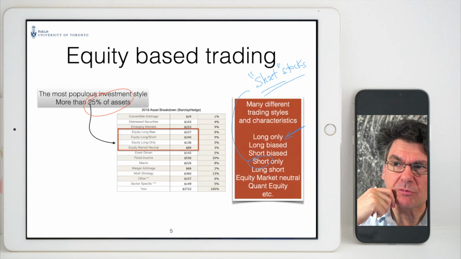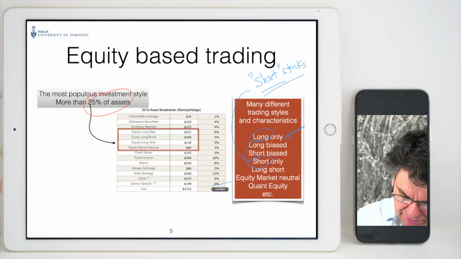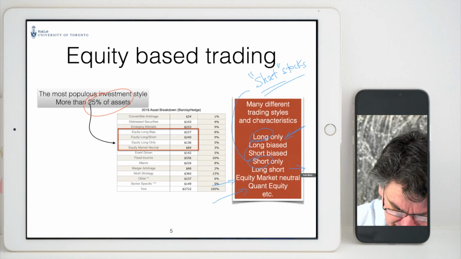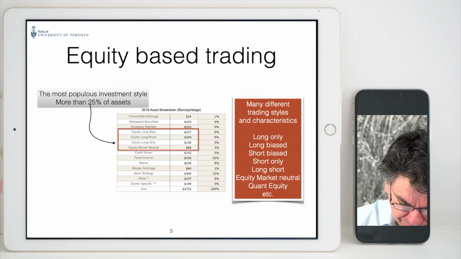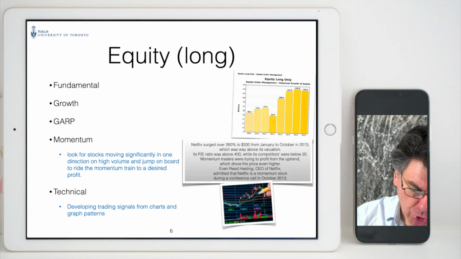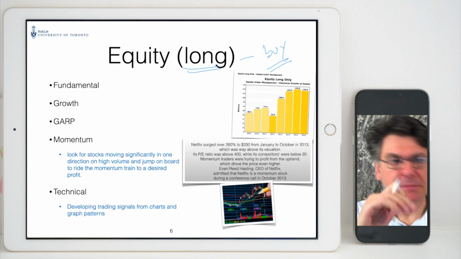Okay? And when you start combining long with short, then you have lots of very interesting strategies like equity market neutral, quant equity, long short. We're going to see all of these strategies now. Okay? It all has to do with the ability of going long and short, buying and selling. Okay, so I want to start with the easy one, which is long. Long means we buy. Okay, we will see shorting later.